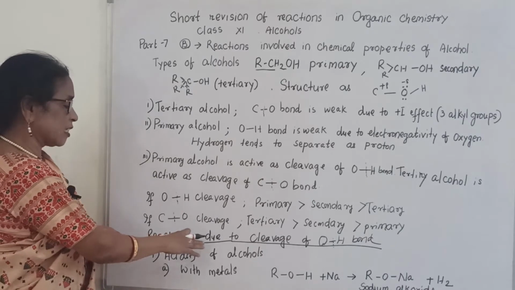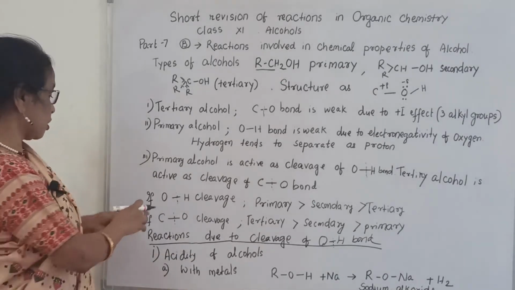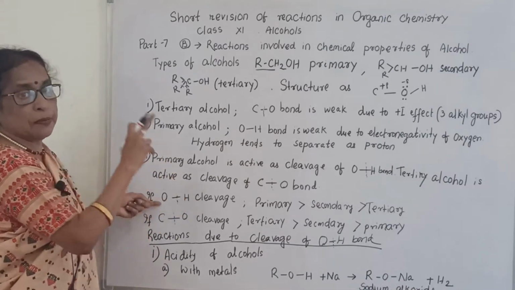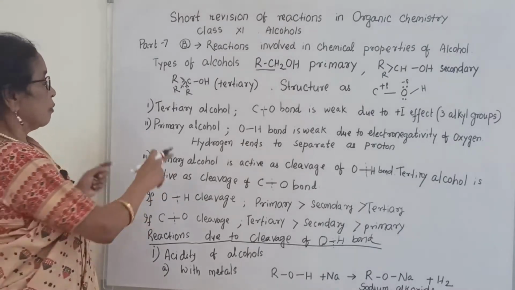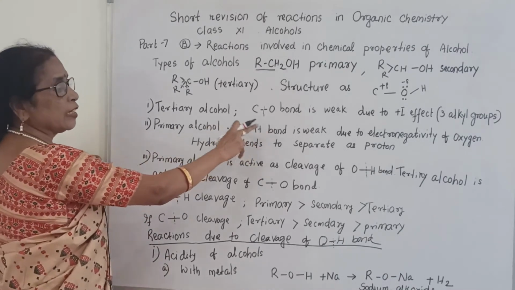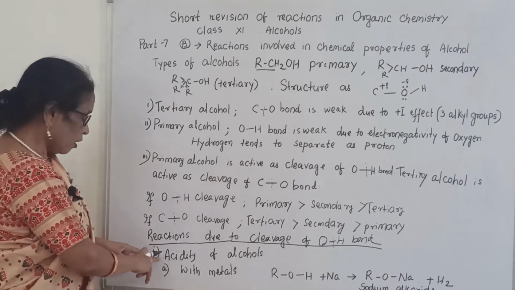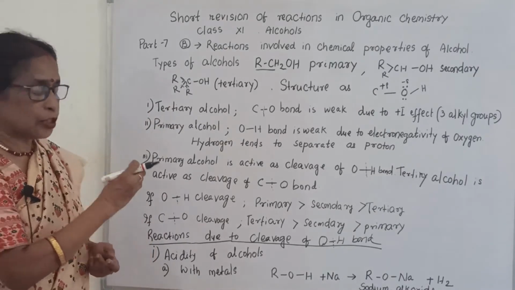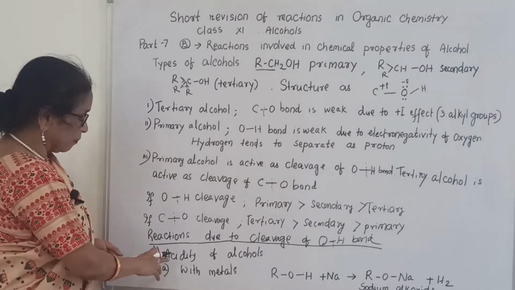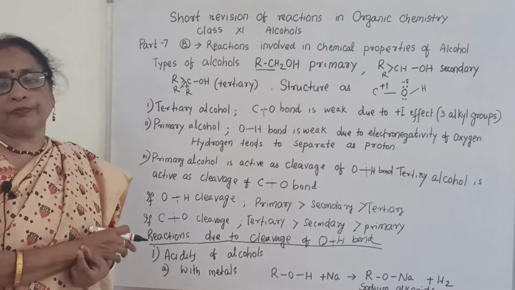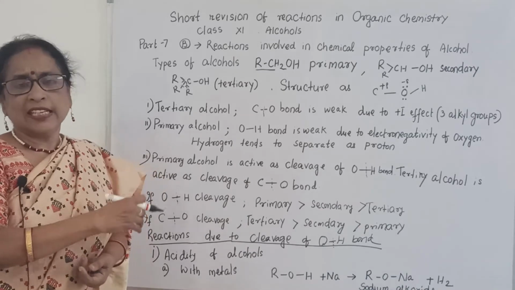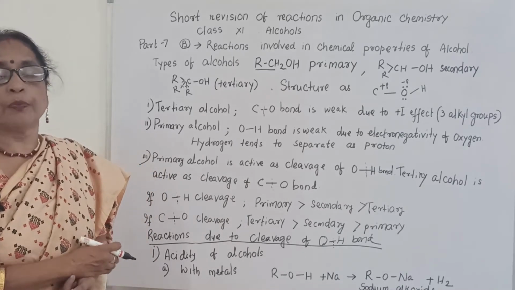Now we will see reactions due to cleavage of the OH bond. Just now I told you OH cleavage means primary is more active, where OH is weak due to the electronegativity of oxygen. Now, what is the main reaction? First reaction you see, acidity of alcohol. How can you say? Yes, here acidity of alcohol is proved.